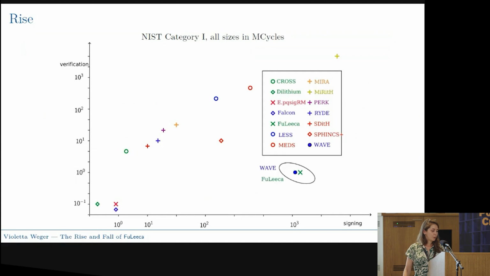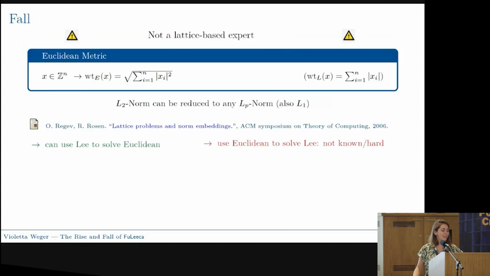Timings: we are a bit slow in signing, which is common with hash-and-sign schemes, but we're very fast in verifying. And now that you're all convinced that this is a promising and great idea, we come to the sad news. And again, the disclaimer: I'm not a lattice-based expert.